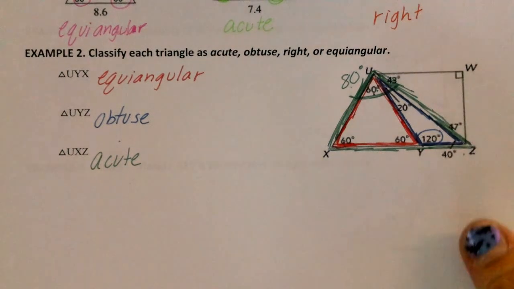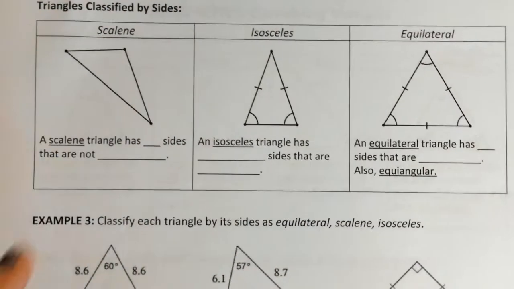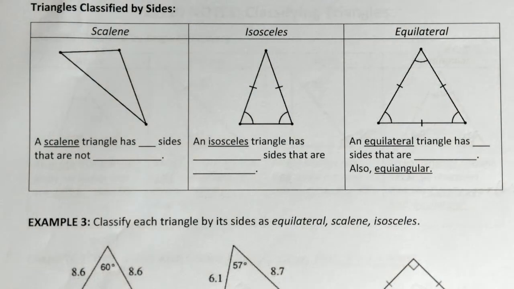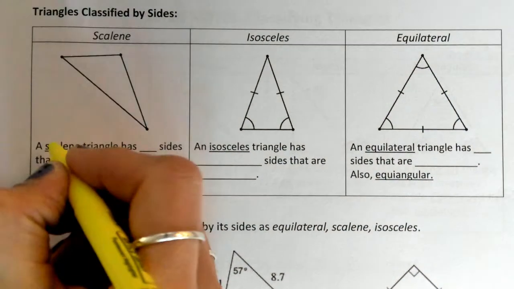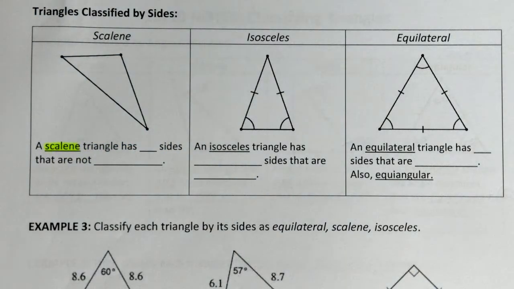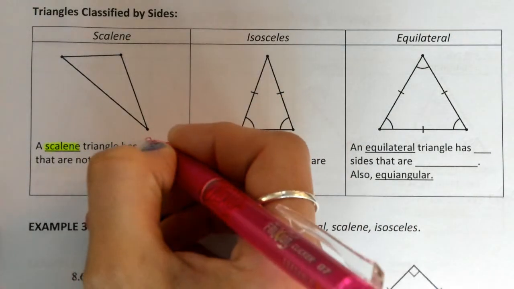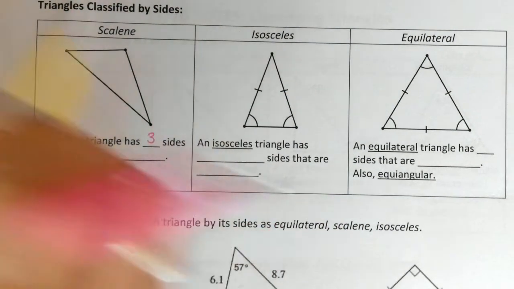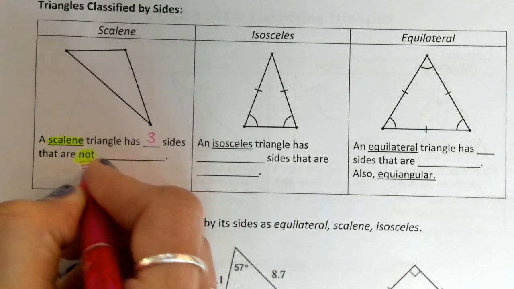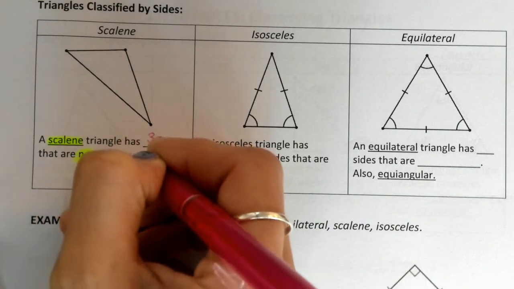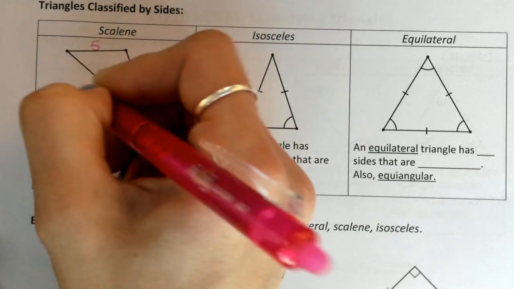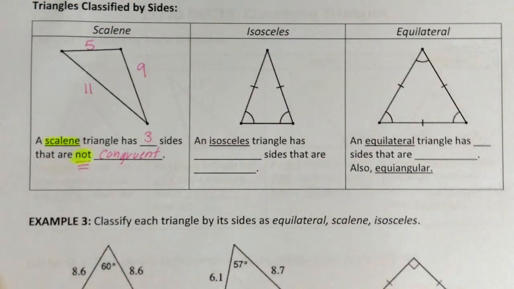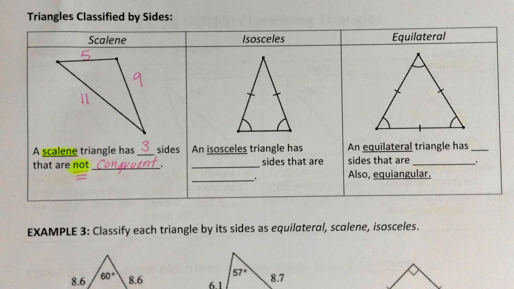All right, so let's talk about classifying triangles with sides. And none of this is new. You've learned all of this before, so you need to review. We have what's called a scalene triangle. Our scalene triangle is going to have three sides that are, very, very important, not congruent. So we could just make up three sides. Let's say 5, 9, and 11. None of them are the same. So we have a scalene triangle.